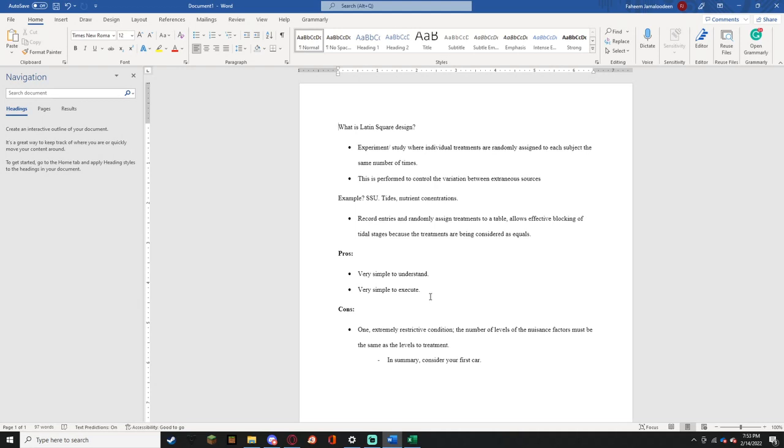There are many varying designs in experimental design, and this one has some really big strengths tacked to it, but then there's going to be one very big weakness that really holds it back from being observed and used more in higher end studies. A Latin square design is a type of experiment or study where we have individual treatments that must be randomly assigned to each of our subjects the same number of times. And the reason we have to do this is to control the variation between something known as a nuisance factor. What is a nuisance factor?